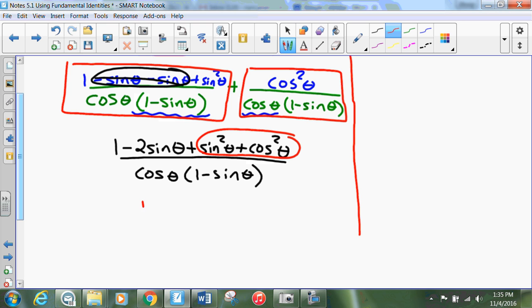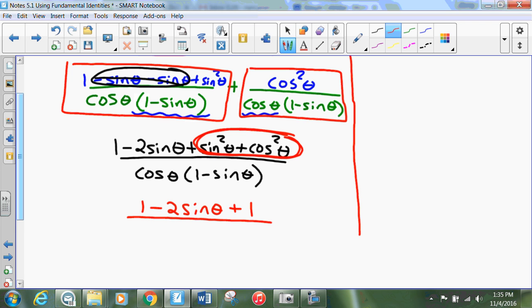I'm going to rewrite everything else except, instead of writing sine squared theta plus cosine squared theta, I'm going to substitute in 1, because 1 is equivalent to sine squared theta plus cosine squared theta. And I know that because I memorized my identities a long time ago, like back in the 80s, probably a little in the 70s too.